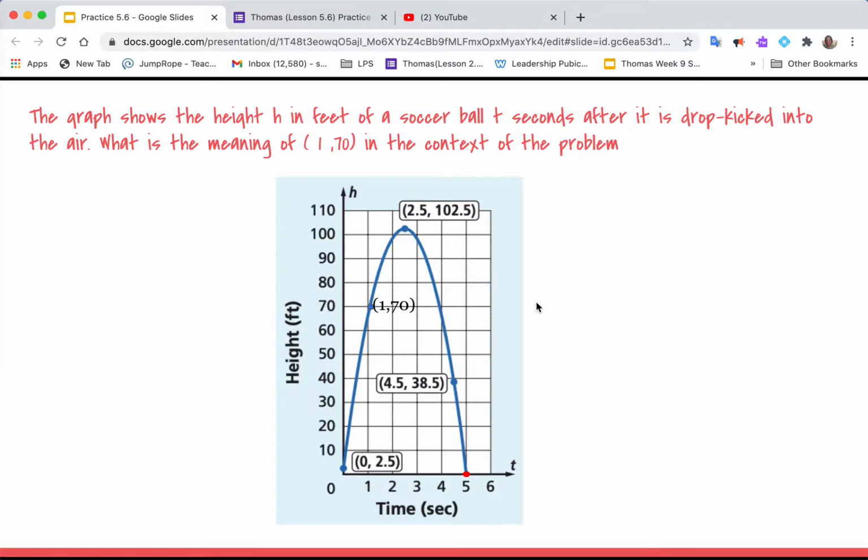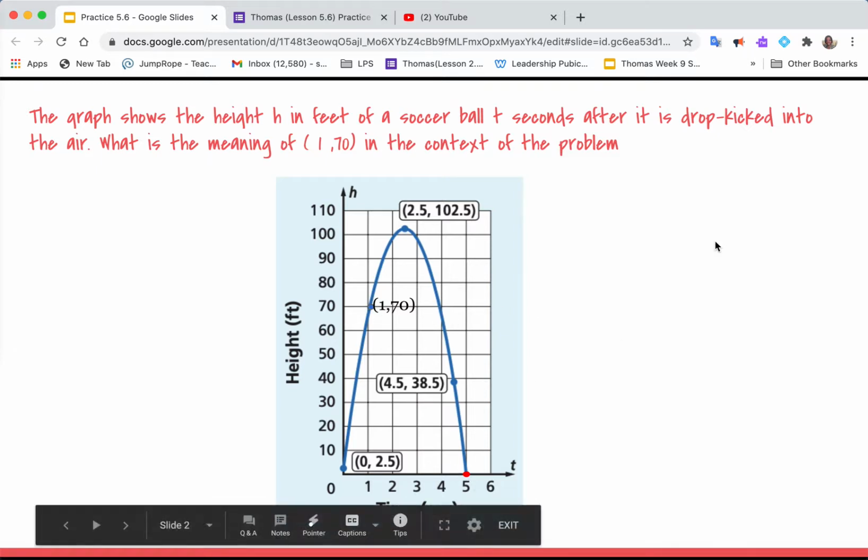All right, so for this question, where it says the graph shows the height in feet of a soccer ball t seconds after it is kicked into the air, what is the meaning of the (1, 70) in the context of this problem? So where is (1, 70) on the graph?